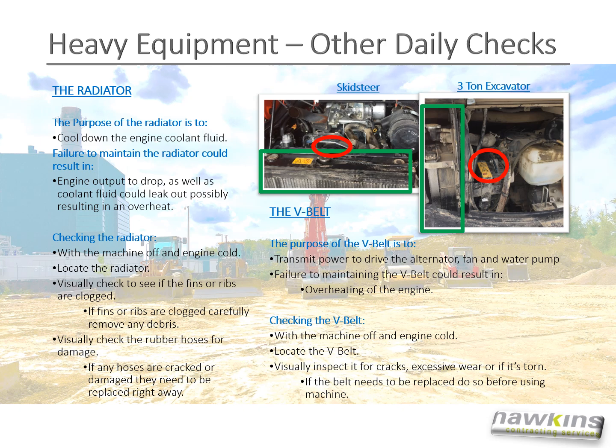Checking the V-belt. With the machine off and engine cold, locate the V-belt. Visually inspect it for cracks, excessive wear, or if it's torn. If the belt needs to be replaced, do so before using the machine.